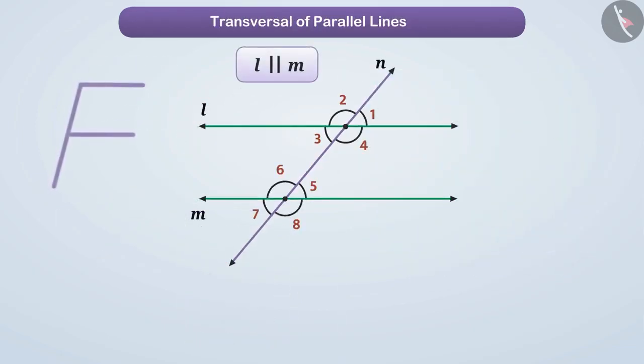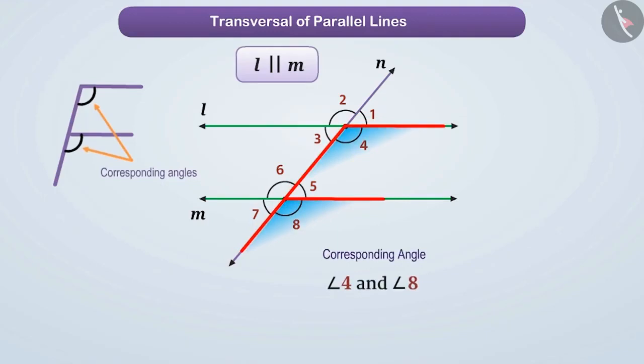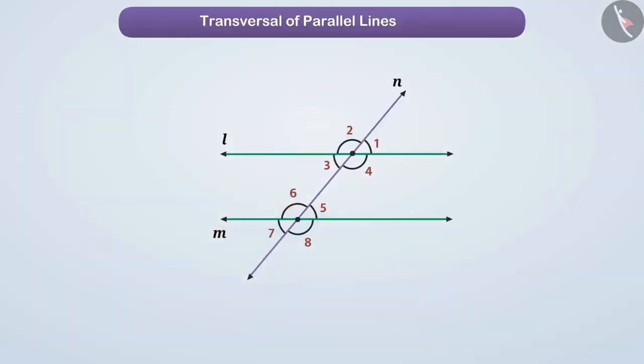You can keep the shape of F in mind to easily identify a pair of corresponding angles. Here, these angles are the corresponding angles. Similarly, these angles are also the corresponding angles. Find the pair of corresponding angles through this trick by pausing the video. Now looking at this figure, can you tell what is the relation between angle 3 and angle 5? Give it a thought.